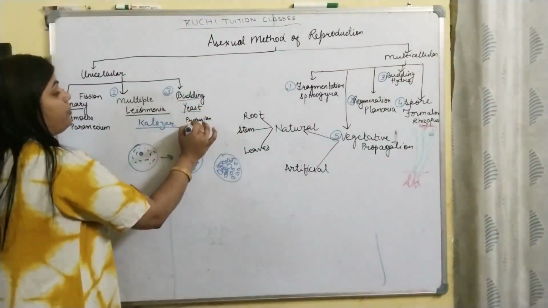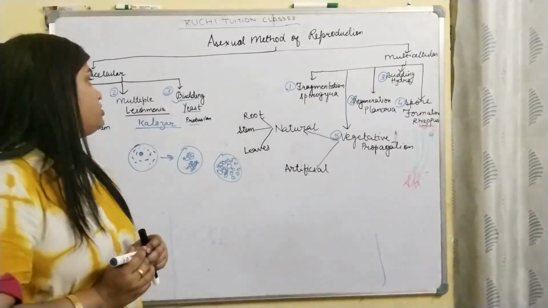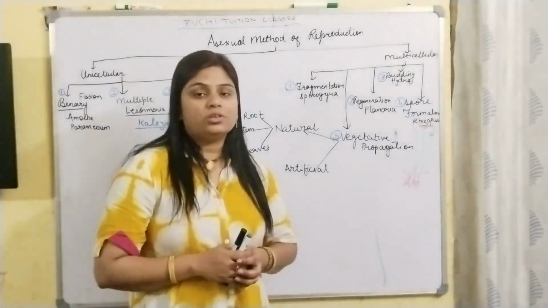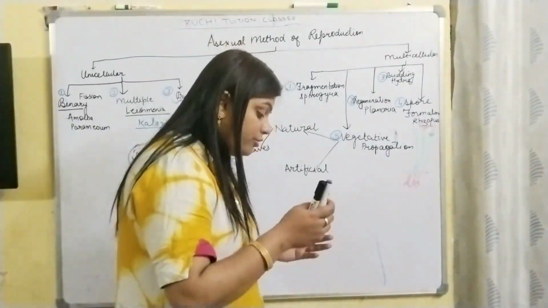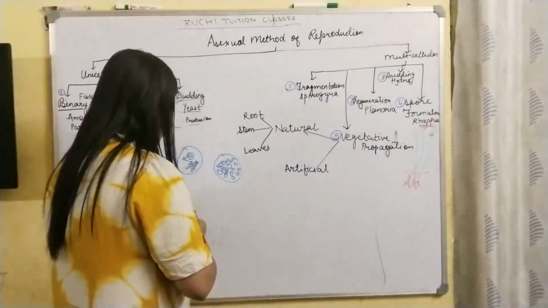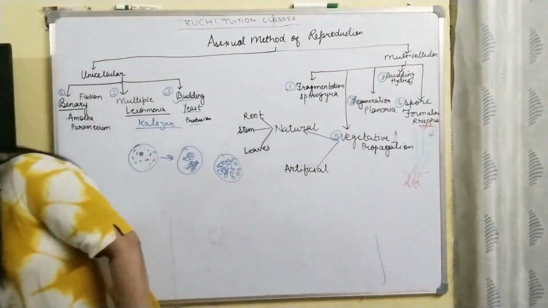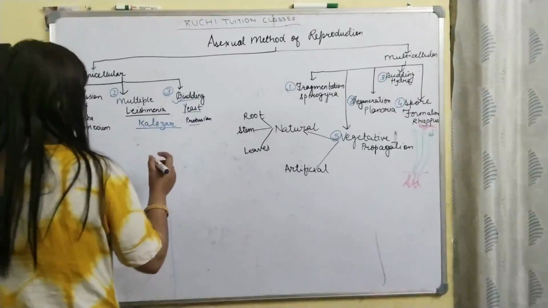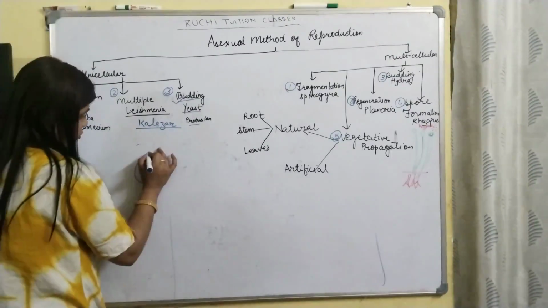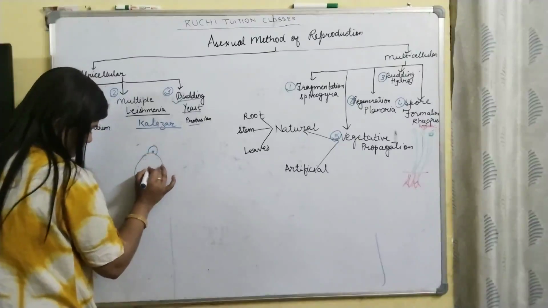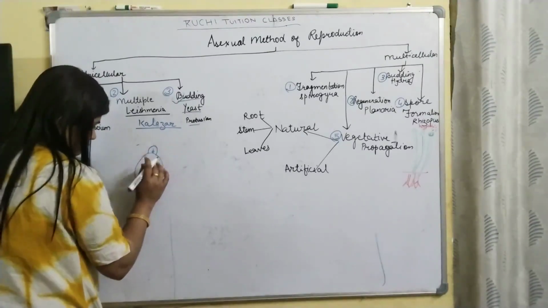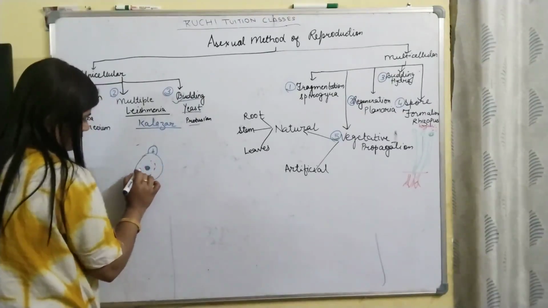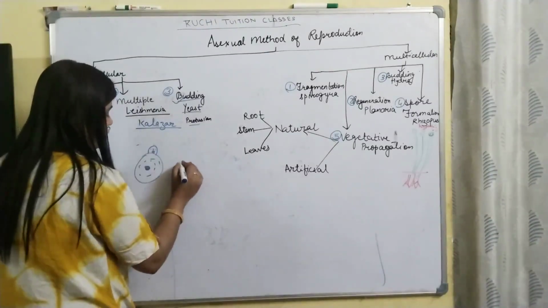Come to the third mode of asexual reproduction, that is budding. In unicellular organisms, as you know, yeast is a unicellular organism, and yeast also reproduces by budding. In yeast, what happens is that there is an overgrowth, like this. This is yeast, and an overgrowth is generated here. Here is the nucleus, and here also.